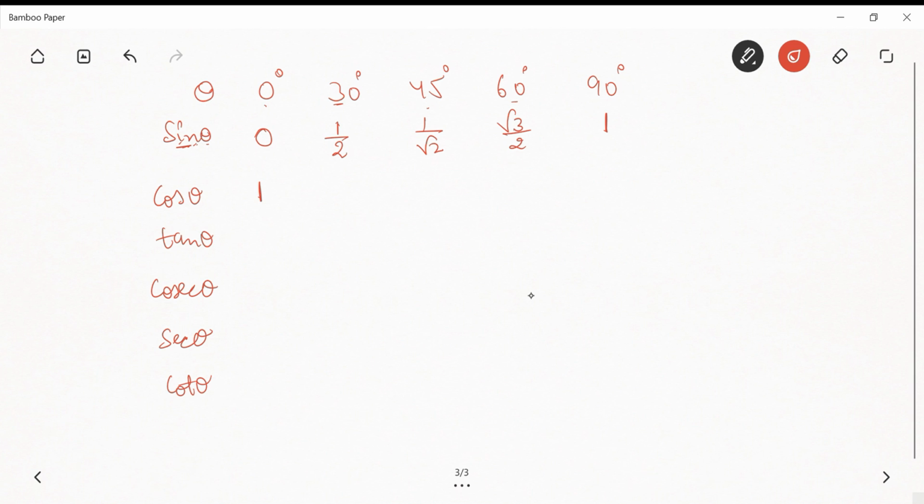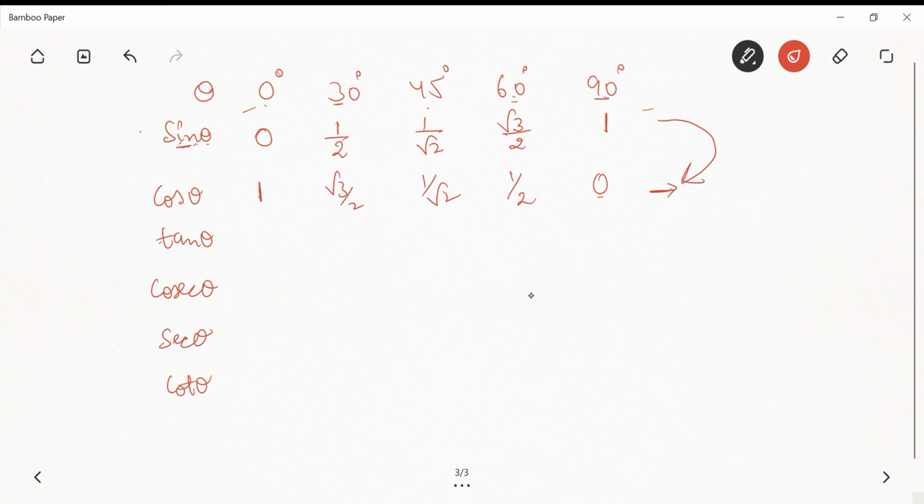Now just see the pattern. Okay. Cos 30 degree is root 3 by 2. Cos 45 degree is 1 by root 2. Cos 60 degree is 1 by 2. And cos 90 degree is 0. So as you can see, cos theta is the reverse of sine theta here. If we go from left to right in sine theta, the values of cos theta are the reverse of the values of sine theta. So you can easily learn it.